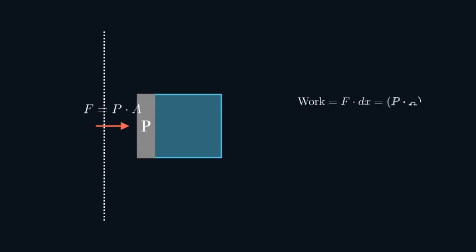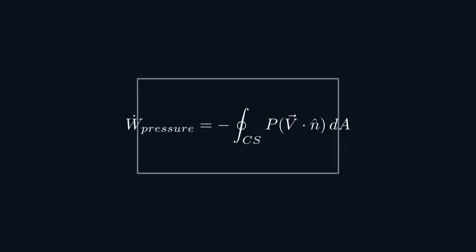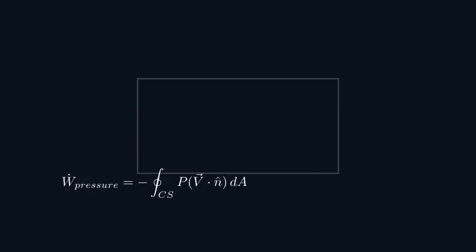The rate of work is force times velocity. The force is pressure times area, so the pressure work rate is P times A times V. This flow work happens wherever fluid crosses the boundary. To account for the whole surface, we integrate the pressure work term over the entire control surface.